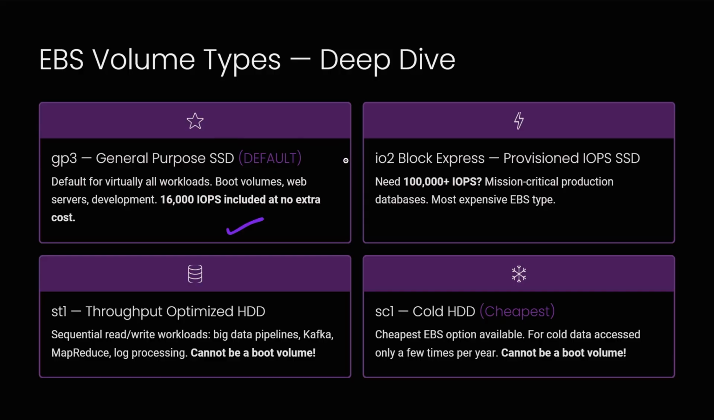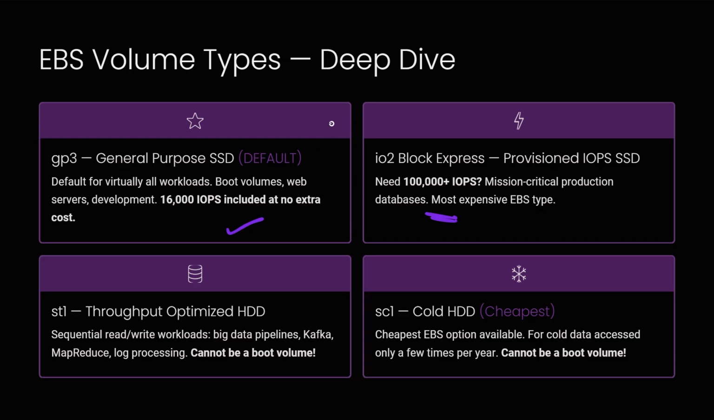But what if you are a massive bank processing thousands of credit card swipes every single second? That GP3 drive isn't going to cut it. You need the absolute fastest drive AWS offers, that is io2 Block Express. This is your Formula 1 race car, built specifically for mission critical databases where even a millisecond of lag costs money. It is incredibly fast and accordingly the most expensive as well.